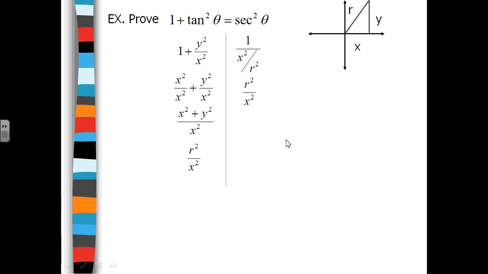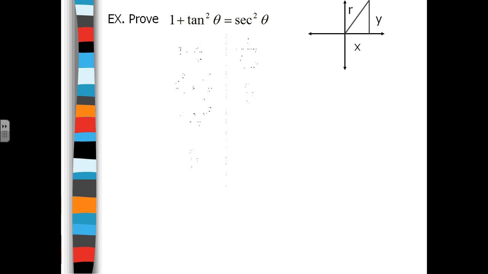Some people put a check mark here, put a smiley face, whatever you want. You just know that you're done when you get the left side and the right side equal to each other. Okay? So you can see why these are called Pythagorean identities, because you end up using the Pythagorean theorem and replacing x squared plus y squared with r squared at some point. Okay, so that was a type of proof.